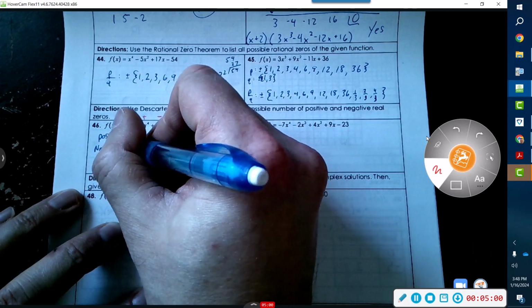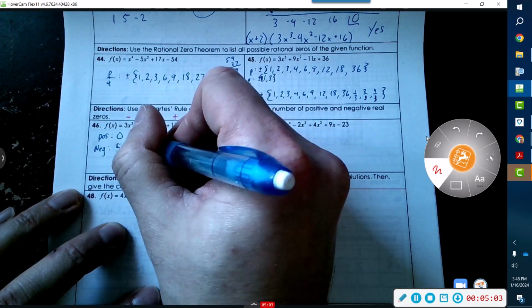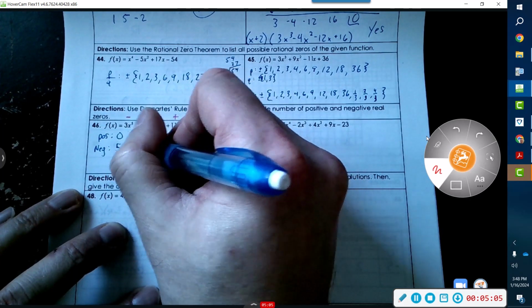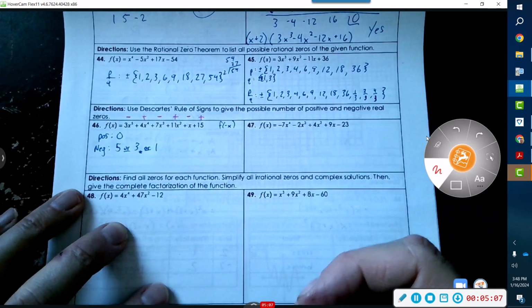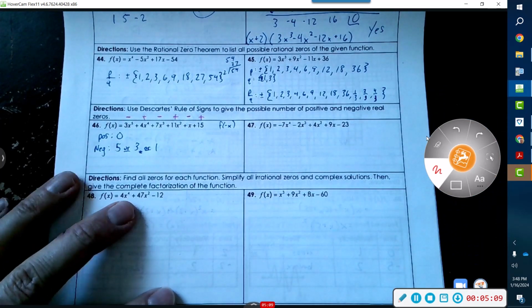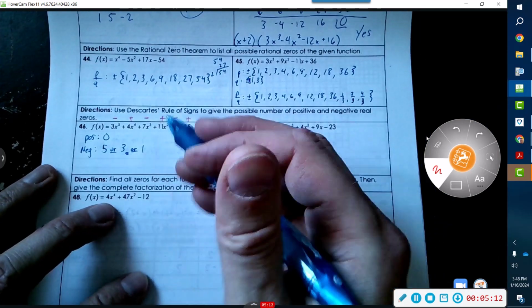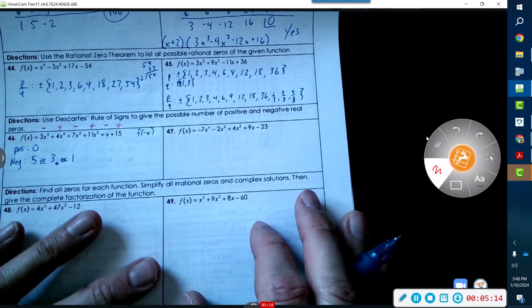We could also have 3, or we could have 1. Okay, that's it. That's all it's asking. That's what Descartes' rule of signs does. And it can be pretty quick. Okay, it doesn't have to take forever there.